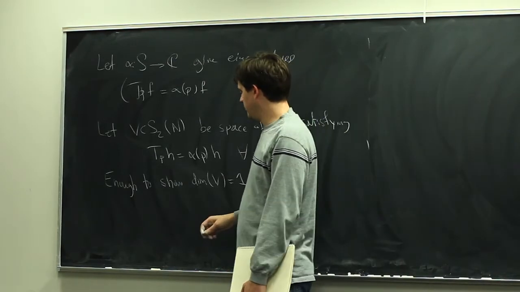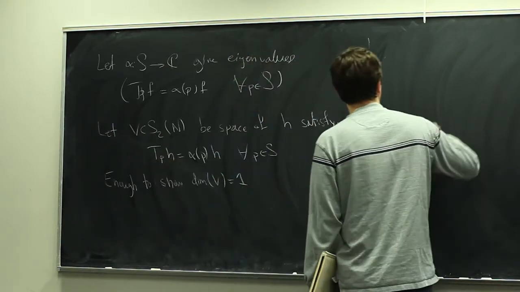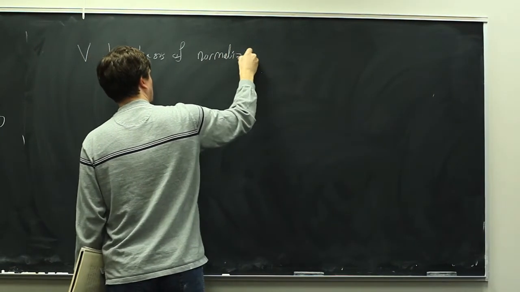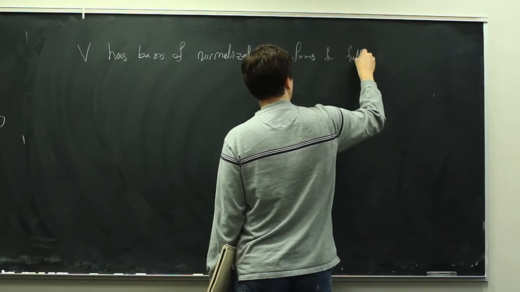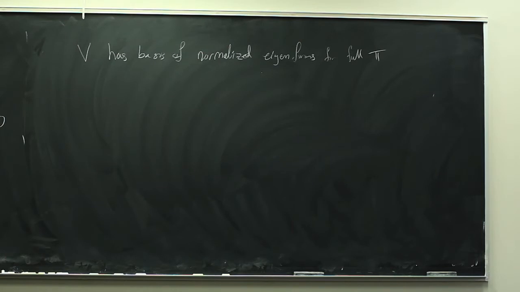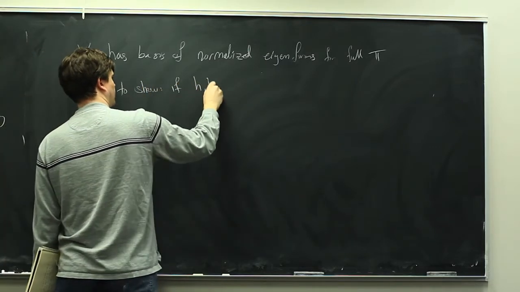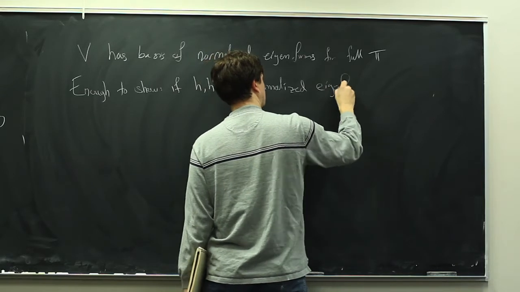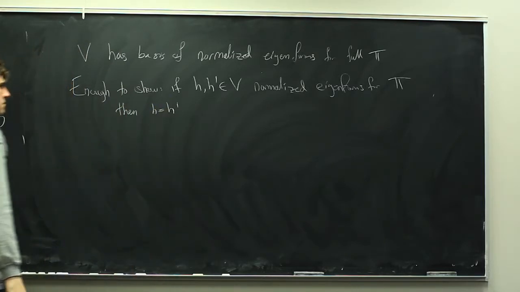All right, so since the Hecke algebra is commutative, and S2(n) has a basis consisting of normalized eigenforms, the same is going to be true of V: normalized eigenforms for the full T. And so, in fact, it's enough to show that if I have two guys in here which are normalized eigenforms for the full T, then they're equal. Right, because that will show that my basis consists of one element.